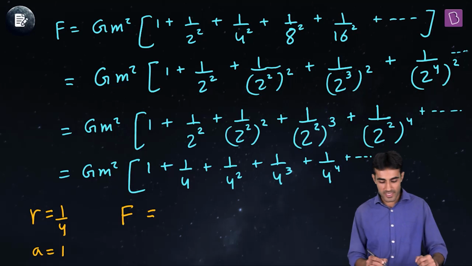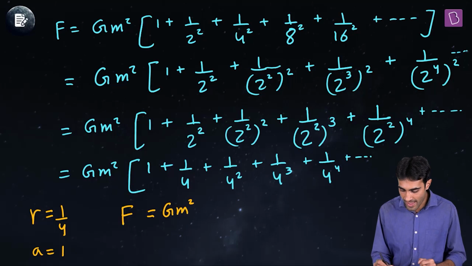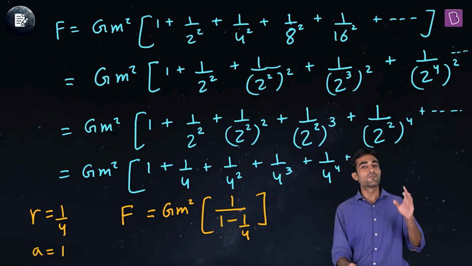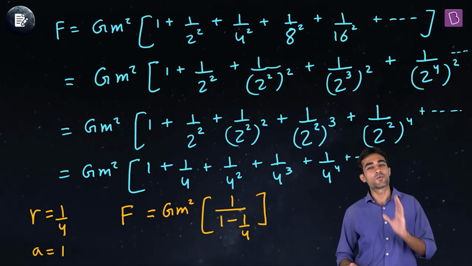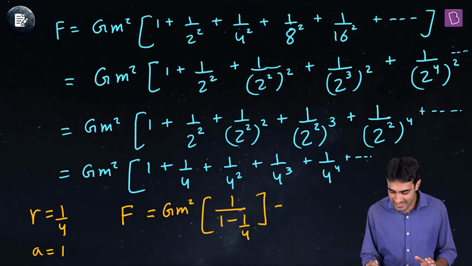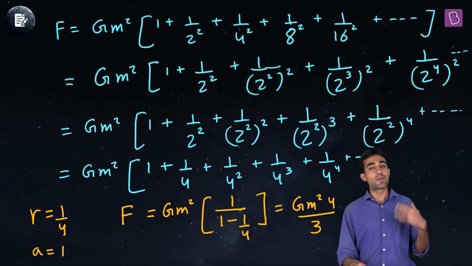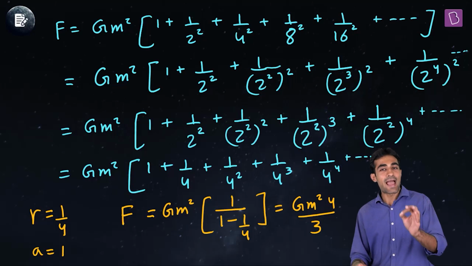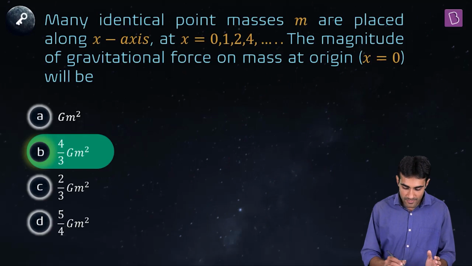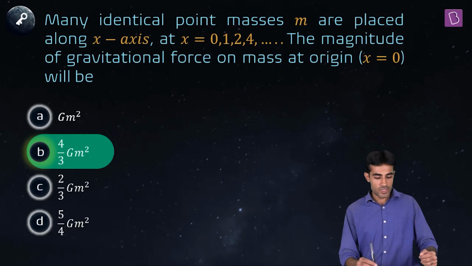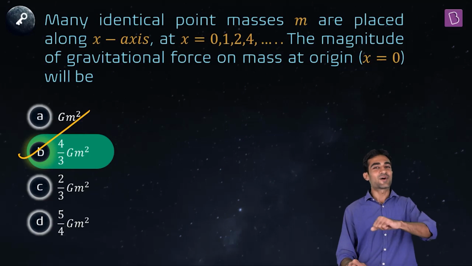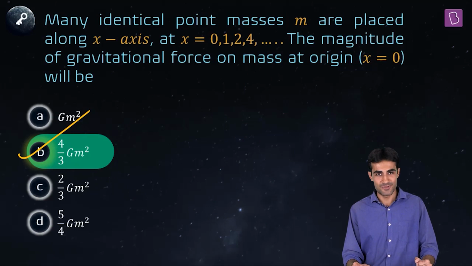So the net force is coming out to be GM square A divided by 1 minus R. So 1 divided by 1 minus 1 by 4. So this thing can be written as GM square times 4 by 3. So 4 GM square by 3 is the answer. And we can see 4 GM square by 3, option B, is the correct answer for this amazing question.